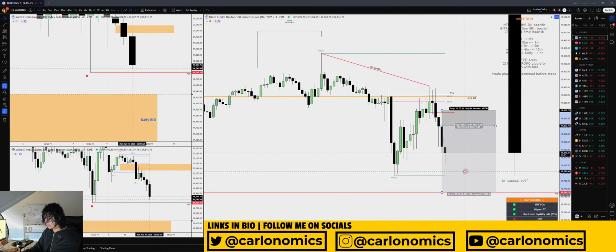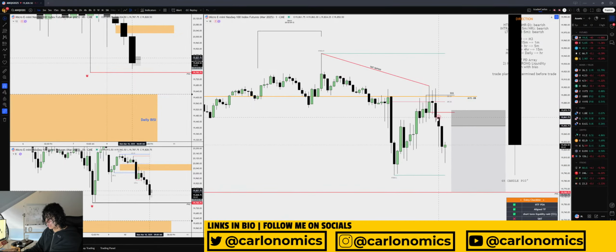But ideally, the entry should have been at the close of the change in the state of delivery. That's where the close should have been.